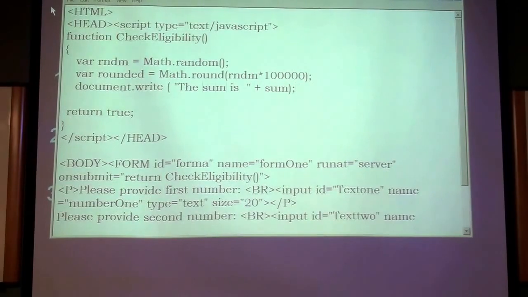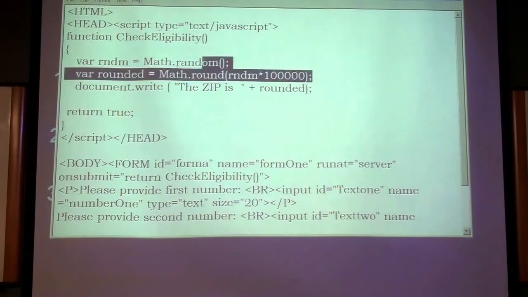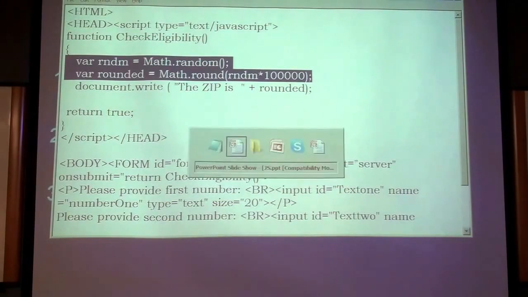I'm saying document.write, the zip is, and then I round it. Okay, that's the code, right? So let's see if it's working or not. I have to test it. These two operations should be familiar to you. The last thing is basically printing out. Okay, let's see.